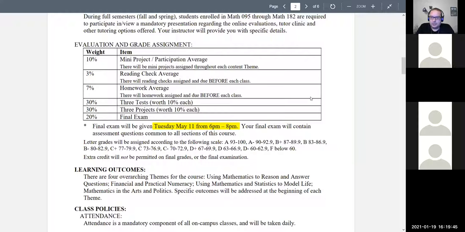In general, the department does not allow rescheduling for the final exam unless you have a very concrete reason for missing it. So make sure that you mark on your calendar Tuesday, May 11th from 6 p.m. to 8 p.m. and have that free. Okay, so that is how your final grade is going to be calculated. That is going to give you a percent at the end of the semester.